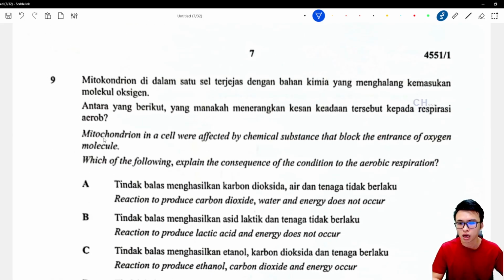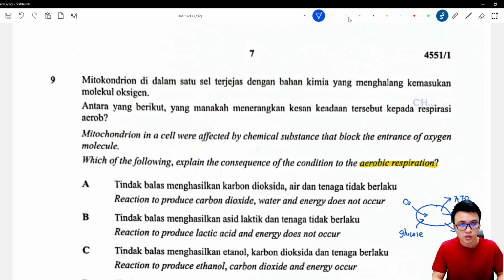Now, question 9. Mitochondria in a cell were affected by chemical substances that block the entrance of the oxygen molecule. Which of the following is the consequence of this condition to the aerobic respiration? Now, what is aerobic respiration? To make things simple, aerobic respiration is when the mitochondria take in glucose and oxygen to produce three things: ATP energy, carbon dioxide, as well as water. So this is what aerobic respiration does.